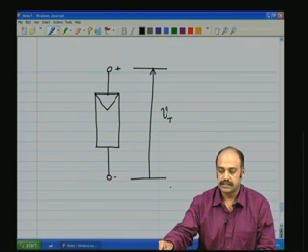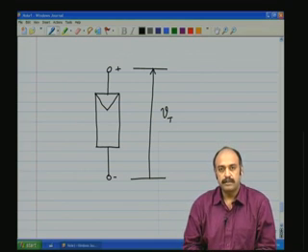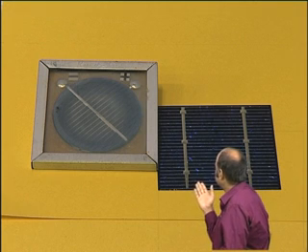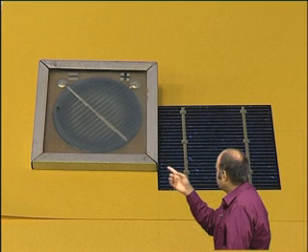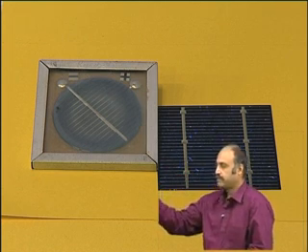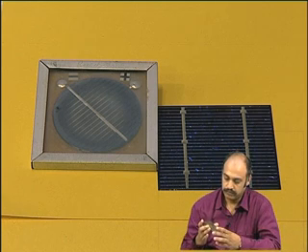Now we will see how a real world photovoltaic cell looks like. Typically a photovoltaic cell looks something like this. This is one such photovoltaic cell, which is a polycrystalline cell. The one alongside is a monocrystalline cell. Let us have a closer look at this photovoltaic cell.